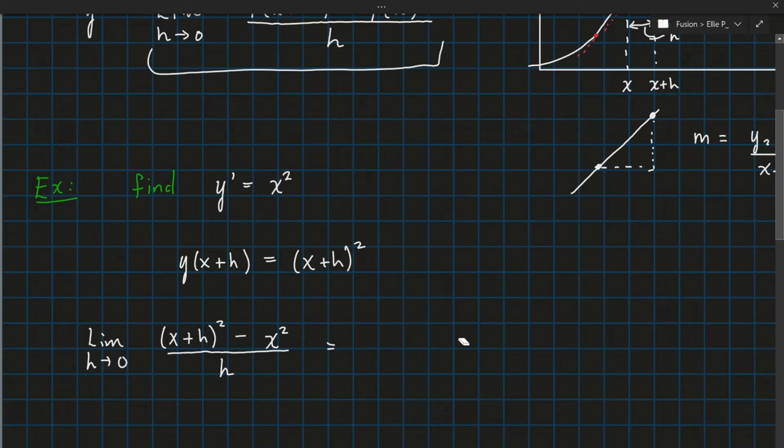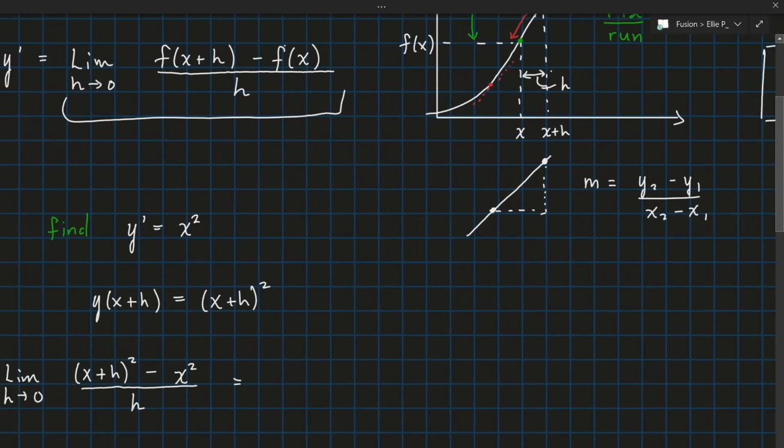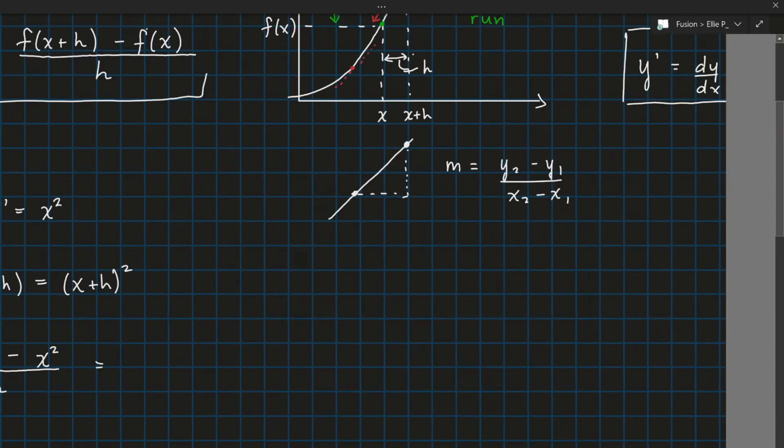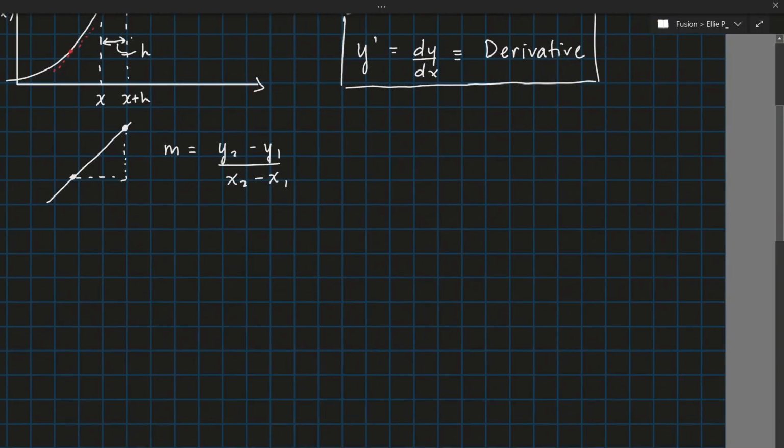Well, actually, we need to FOIL this out. But look at what will happen on the bottom. If h goes to 0, then it's 0, and that's undefined. Okay. So that's a key thing here whenever you're doing these problems: the h on the bottom should cancel out. If it doesn't cancel, then you've usually done something wrong.